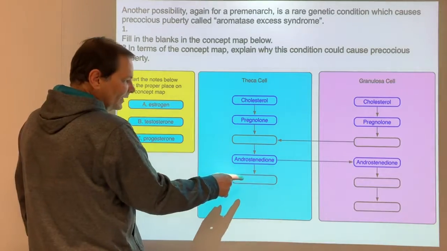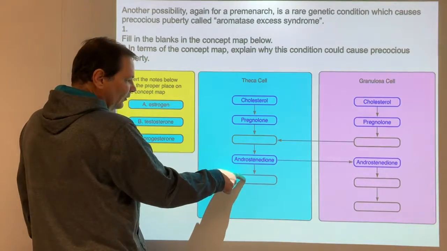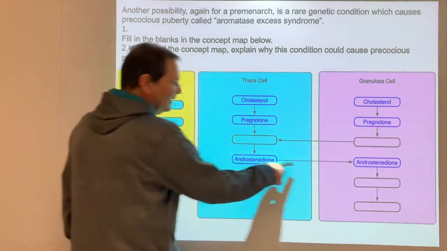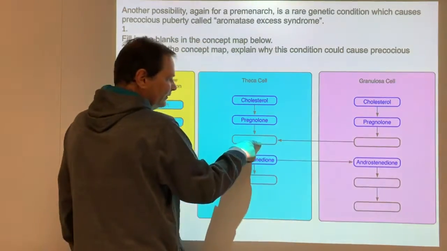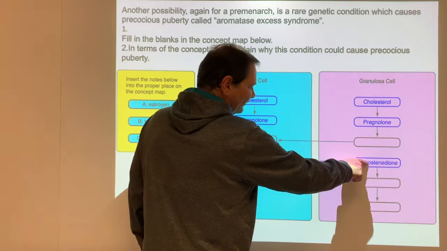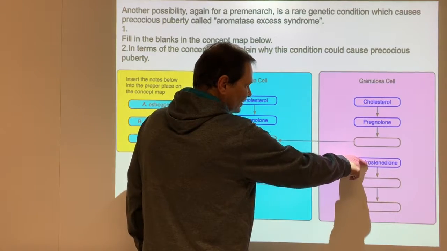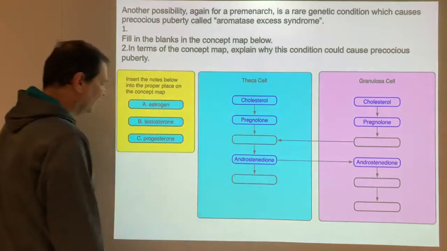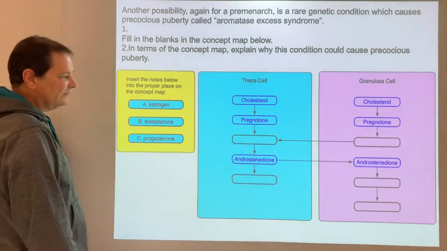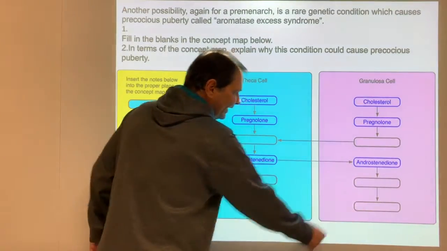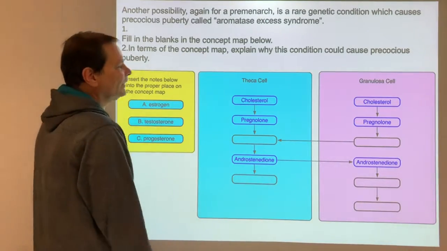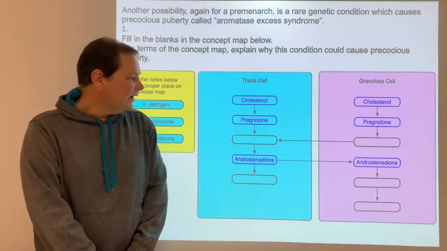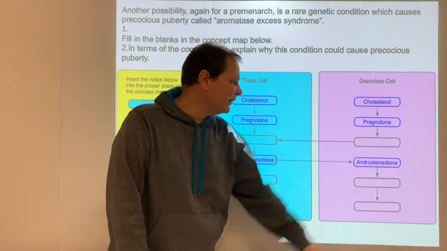The androstenedione becomes testosterone here in your thecal cell, and so your progesterone is feeding back and forth. Your androstenedione, your androgen goes back into the granulosa cell, and you get conversion to testosterone here, and eventually estrogen from that. And of course, this is where your aromatase is in the granulosa cell here.